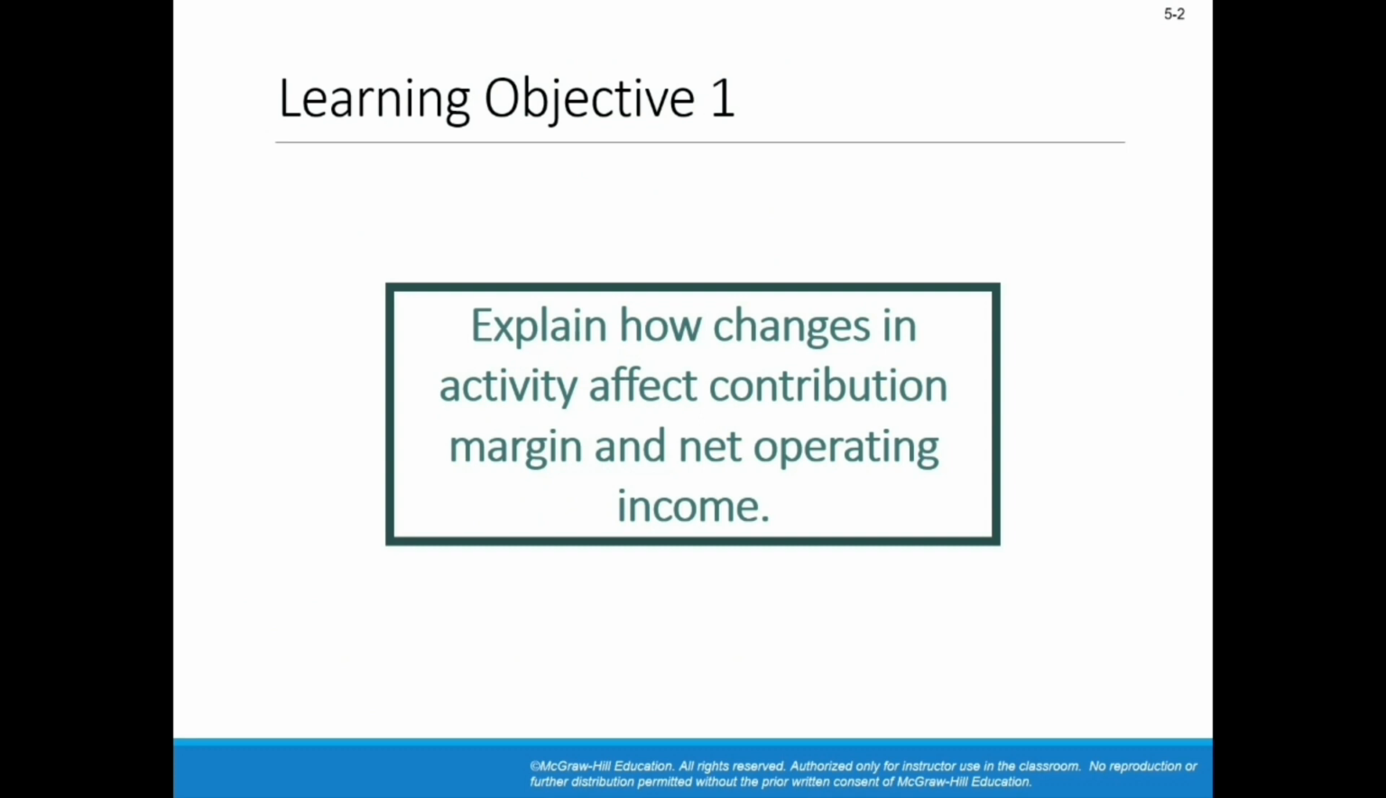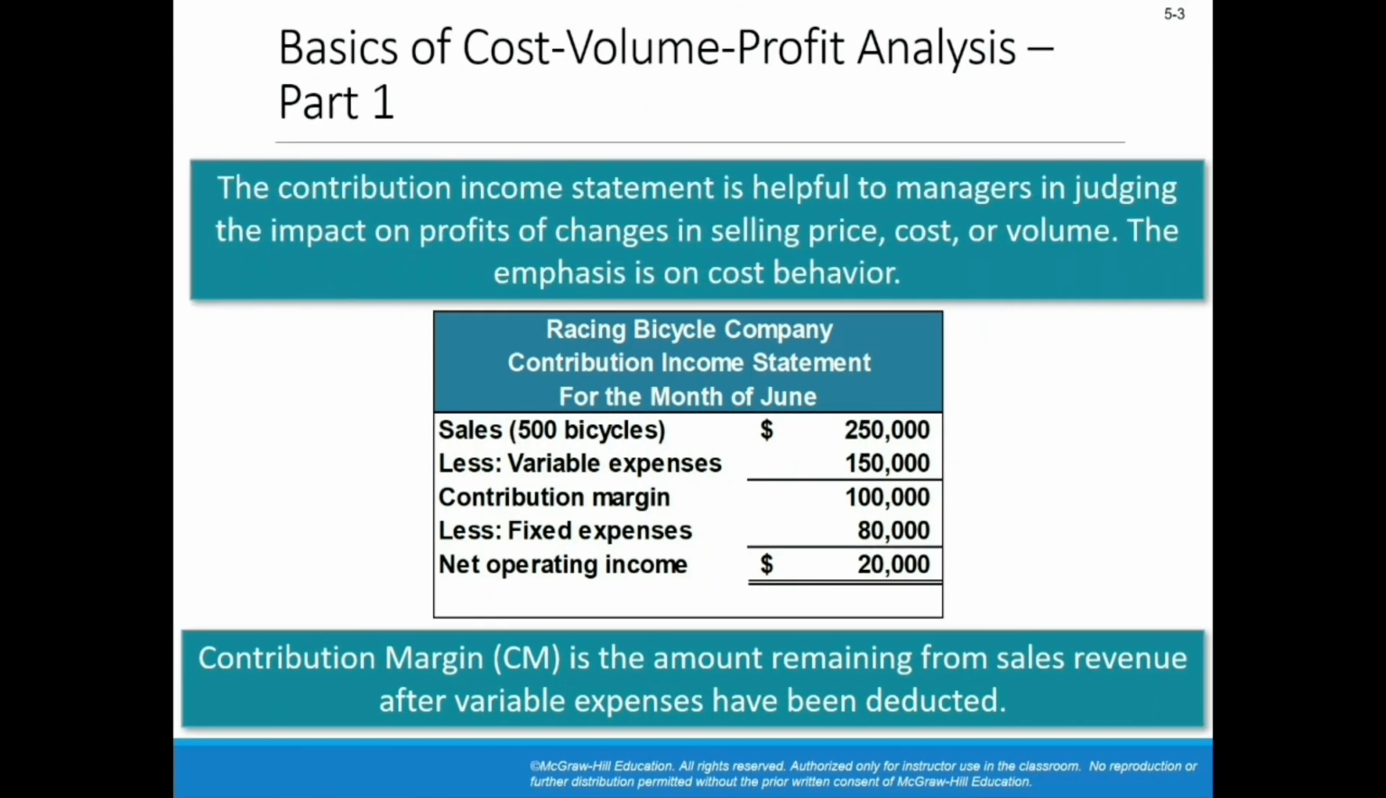Okay, so now we're going to explain how changes in activity affect contribution margin and net operating income. So assume that we have a company called Racing Bicycle Company. So obviously they sell racing bicycles. Their current level of activity or of sales is 500 bicycles, for which they are sold for $250,000. So each bike is being sold for $500.